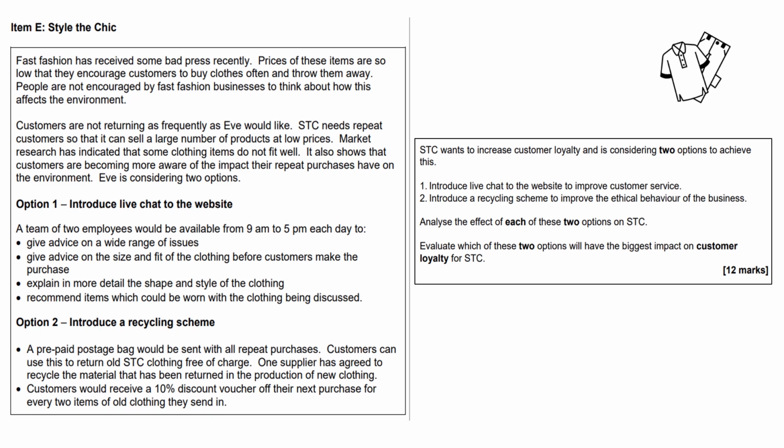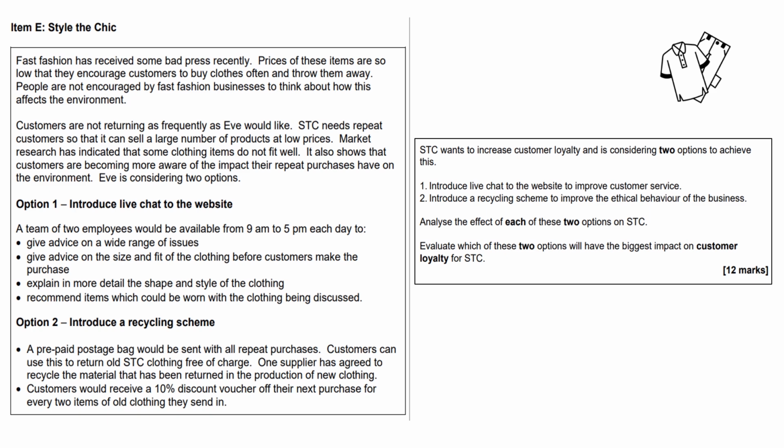Eve is considering two options. Option 1, introduce live chat to the website. A team of 2 employees would be available from 9 a.m. to 5 p.m. each day to give advice on a wide range of issues. Give advice on the size and fit of the clothing before customers make the purchase. Explain in more detail the shape and style of the clothing. Recommend items which could be worn with the clothing being discussed.